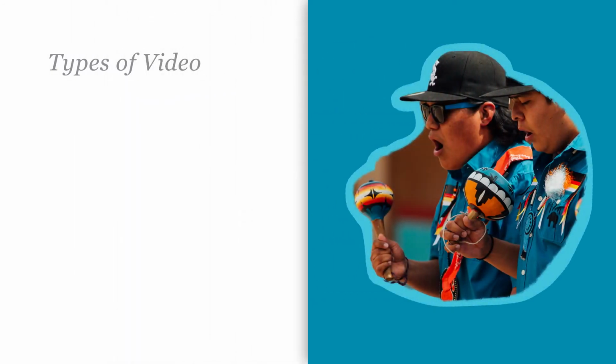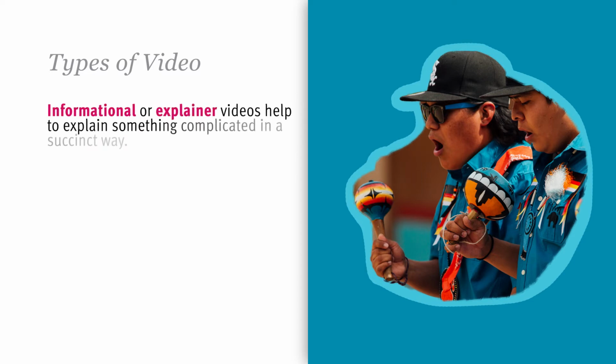There are many types of videos, but the most common ones that organizations and nonprofits utilize are the following. Informational video or explainer video. Usually this is about an issue or a piece of legislation or any sort of public education campaign where you need to explain something fairly complicated and in a very succinct way.